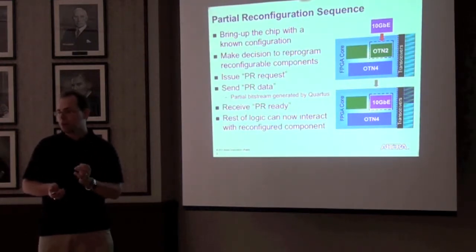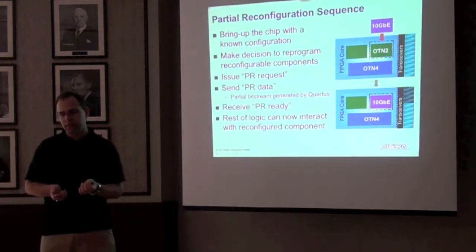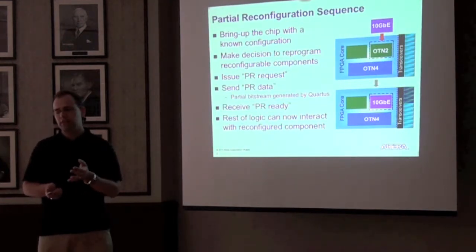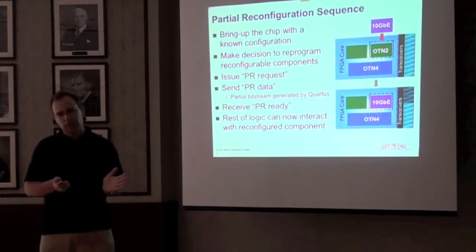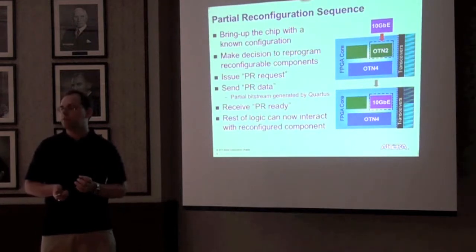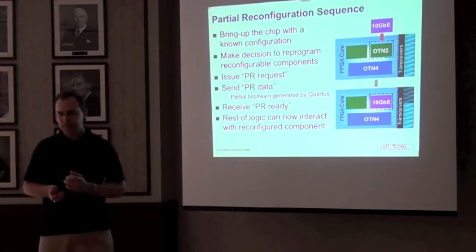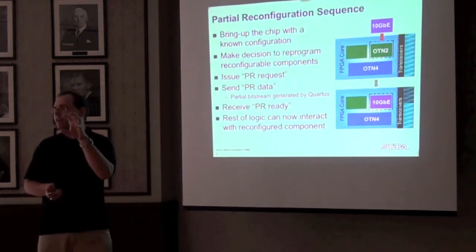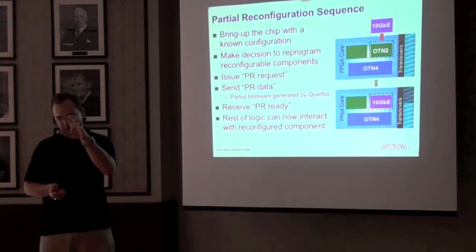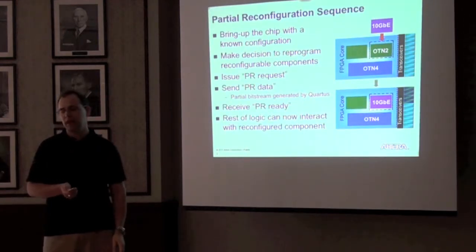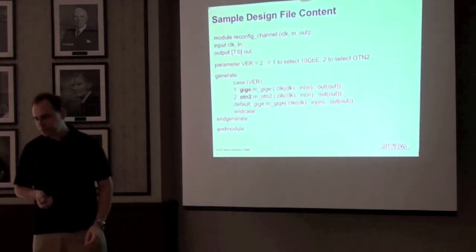Someone issues a PR request signal to the FPGA. Once it's ready, the person sends the new bit stream generated by Quartus, which is effectively the partial reconfiguration data. Once that stage is done, we receive a PR ready signal, and now the rest of the logic can interact with the reconfigured component. So in this case, you see that the 10 gigabit Ethernet entity is off chip somewhere, and after it is just replaced in that OTN system.